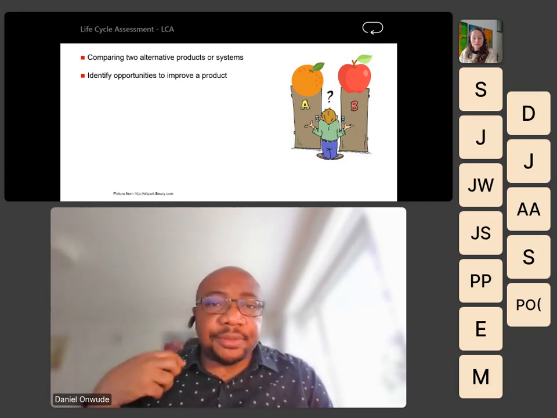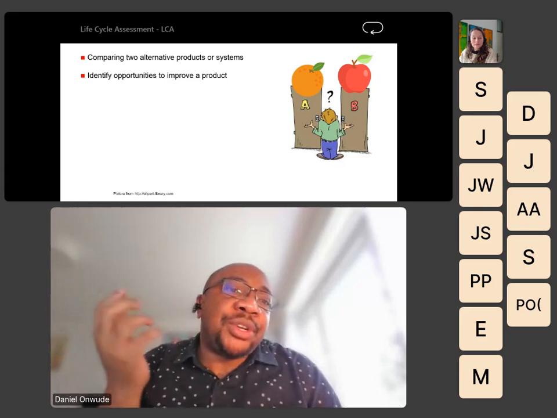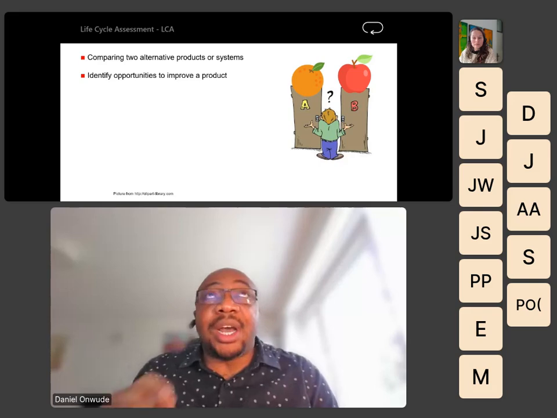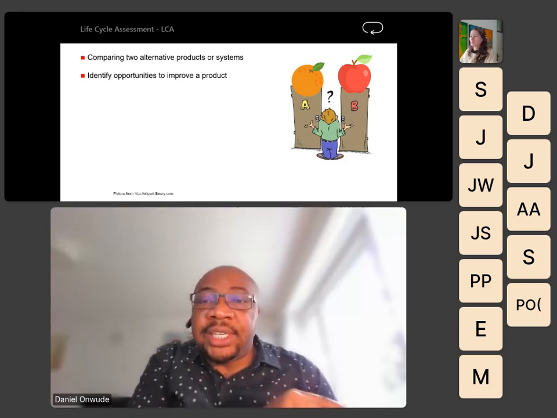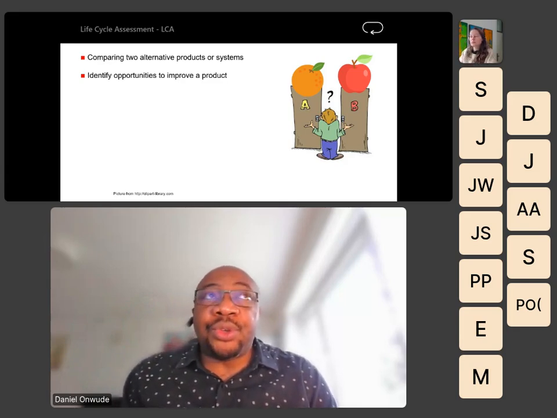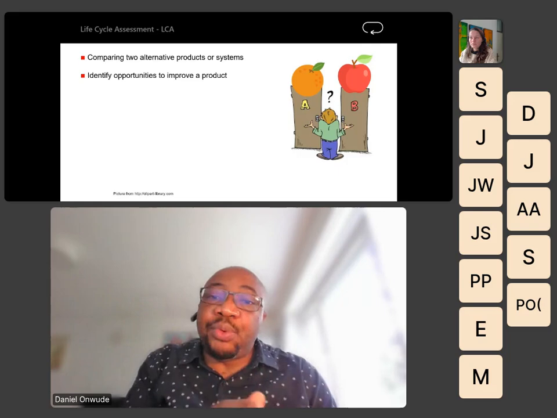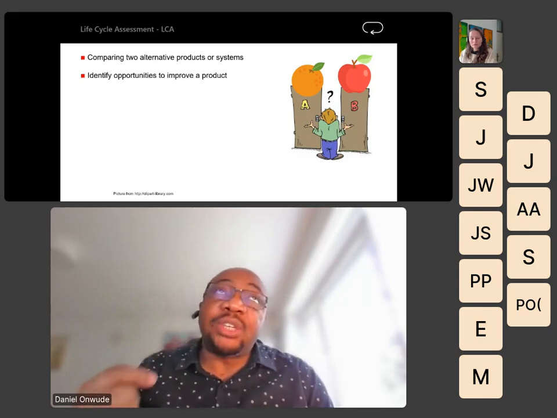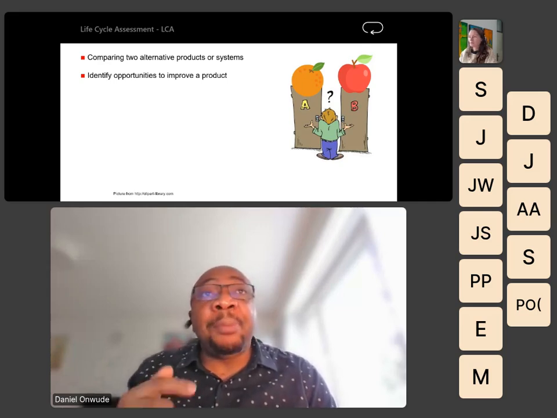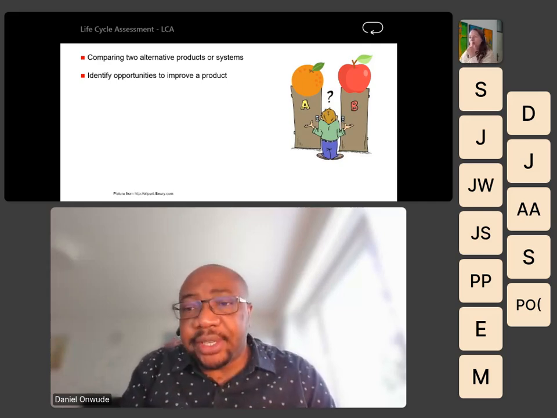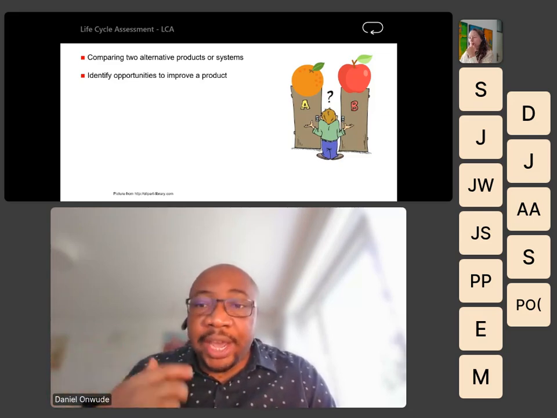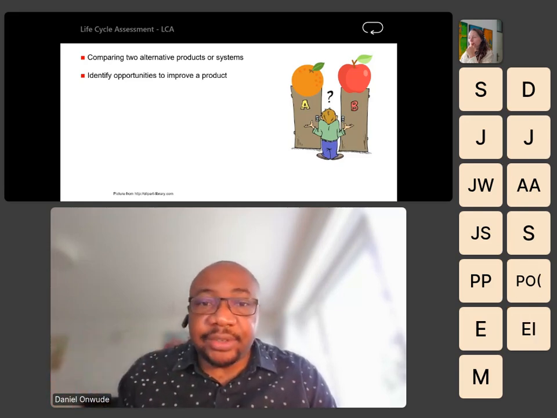Now, why does this matter? I'm sure maybe you're asking yourself, why does this matter? Why do you have to compare systems or products or processes? So for me, at the core of this is comparing two alternatives. So for example, you could choose between an apple or an orange, and understand which one has a lower environmental footprint. It also helps us identify opportunities for improvement, like reducing water use on the farm, using more efficient packaging, or even minimizing food waste, right?